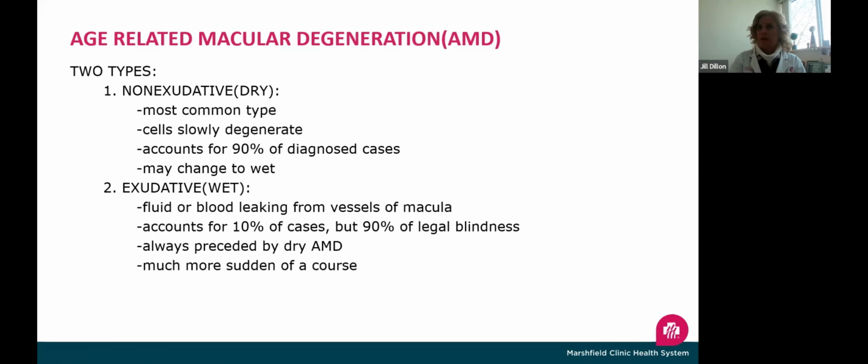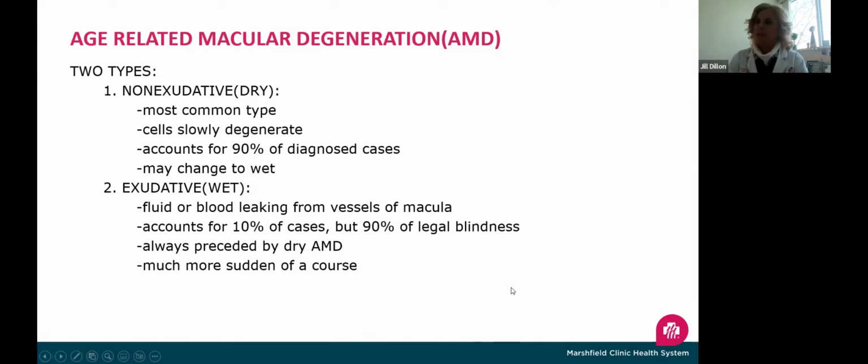So what are the types of macular degeneration? Oftentimes you'll just hear people say, oh, I have macular degeneration, but what kind do they actually have? They may have the dry kind, or what we call the non-exudative, but for lay purposes, we'll talk about it as the dry kind. It's the most common type of macular degeneration. It affects about 90% of the cases. And it may change over eventually to what I'll talk about next, and that's the wet kind. But in the dry kind, the cells just slowly degenerate over time. It's much more gradual. It's something that generally doesn't happen overnight. It takes a longer time to develop. And it is, like I said, the most common type out there.